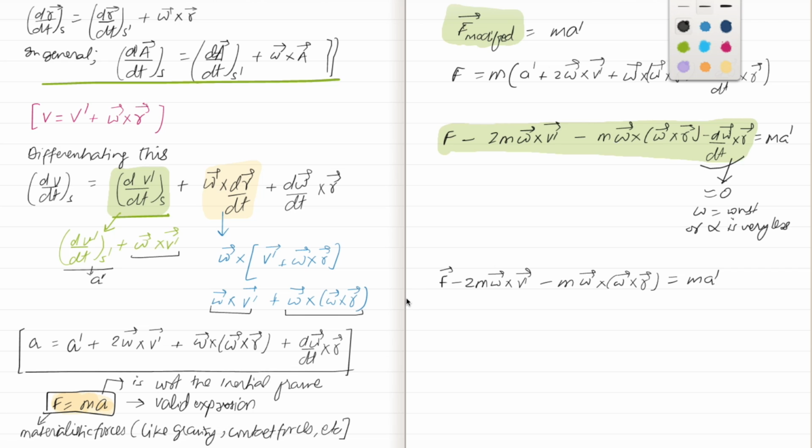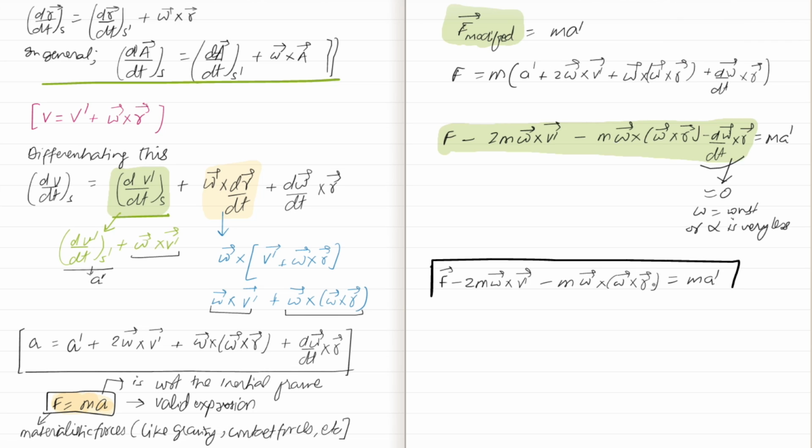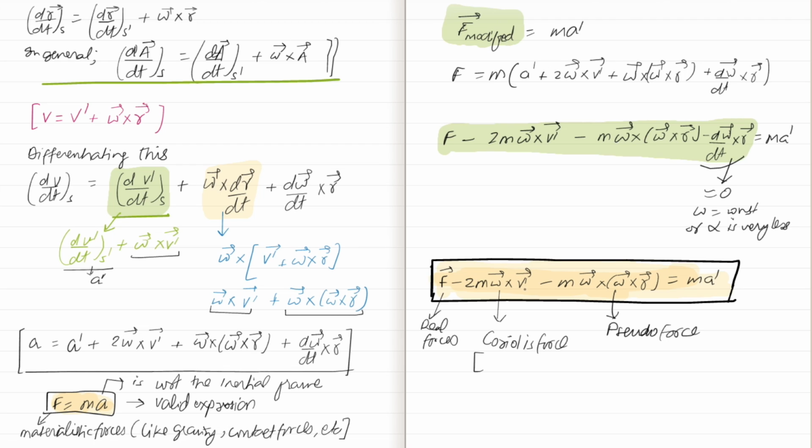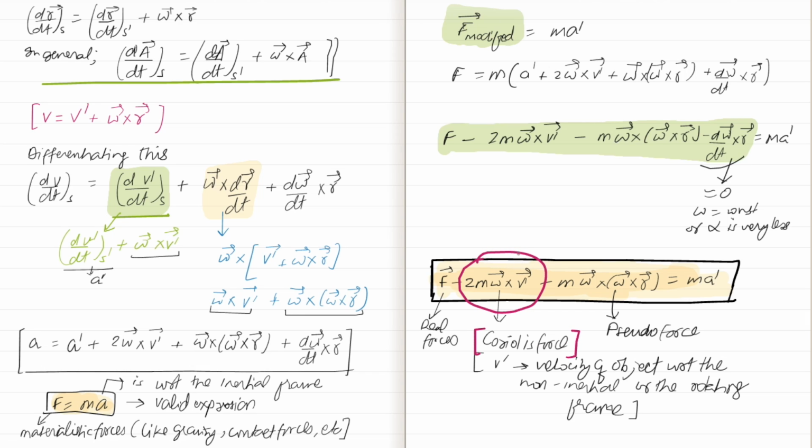So this is the modified form of Newton's second law that we use when the frame is rotating with some constant angular velocity omega. And with the naming, these are the real forces or the materialistic forces. This term 2m omega vector cross v dash vector is called the Coriolis force, and this term m omega cross omega cross r is nothing but our pseudo force, and v dash is the velocity of object with respect to the non-inertial or the rotating frame. So this is our Coriolis force, 2m omega vector cross v dash vector.